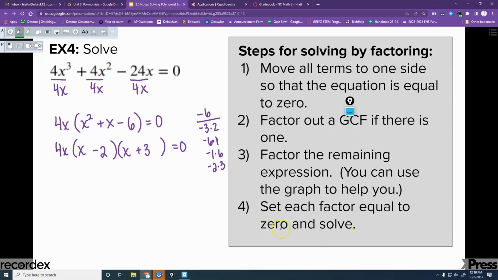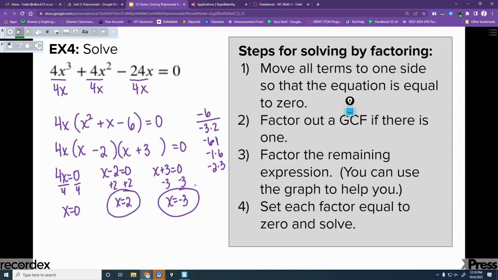We're going to set each one of these equal to 0 and solve, or just think about what makes these 0, right? So what would make 4x equal to 0? 0, right? Just divide both sides by 4. X equals 0. What would make x minus 2 equal to 0? 2. We'll just add that 2. So x would equal 2. And what would make x plus 3 equal to 0? Negative 3. So that would be how we would do this if we needed to factor.